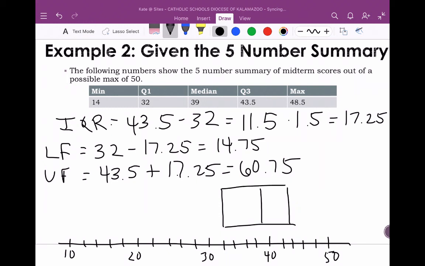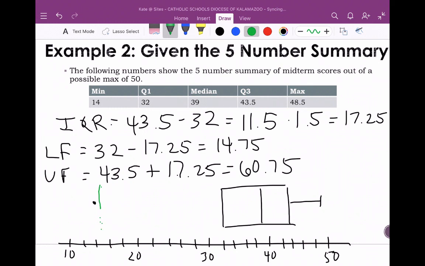Since my maximum value is within my upper fence, I can go ahead and plot my maximum value about there and make that my whisker. Since my minimum value of 14 is lower than my lower fence, it is an outlier. So 14 is going to have to be a point. Now, my fence is 14.75, and so that is going to be about right here.